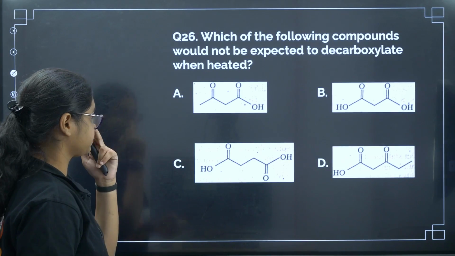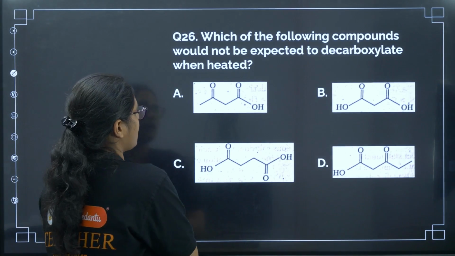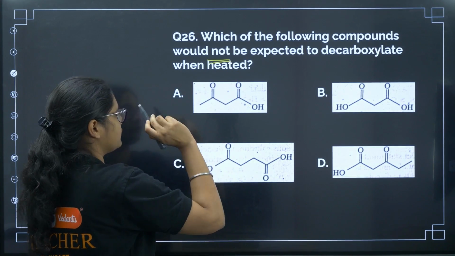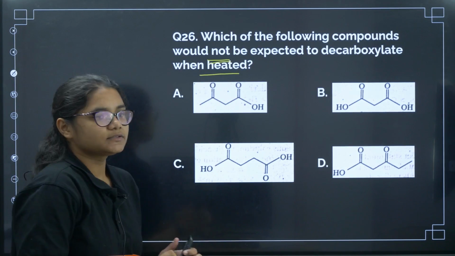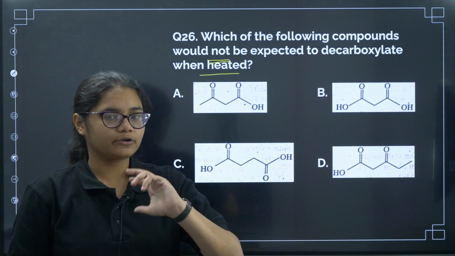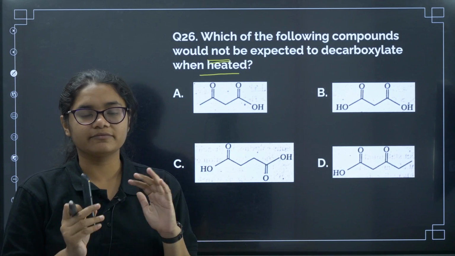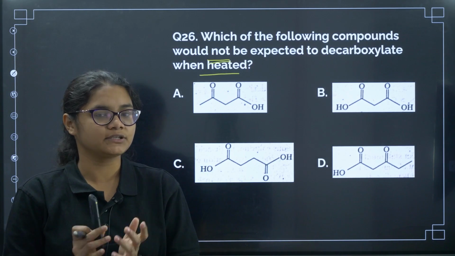Okay, next. Which of the following compounds would not be expected to decarboxylate when heated? When a carbon dioxide molecule leaves, whatever compound is formed, if that is stable, then decarboxylation will take place.